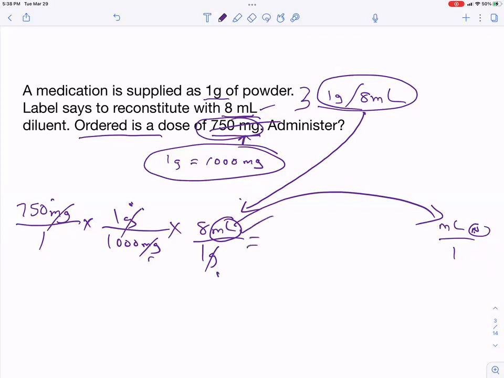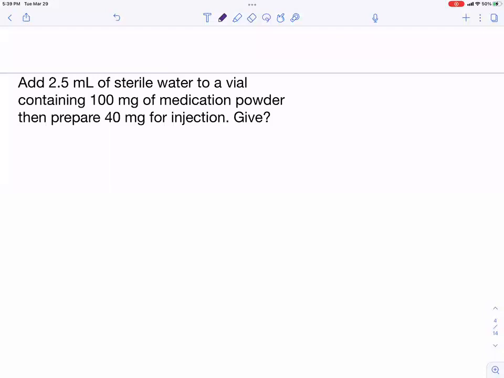So now it's just math. When I multiply 750 times 8, that gives me 6,000, and 1,000 times 1 is 1,000. When I divide 6,000 by 1,000, I am going to administer 6 milliliters, and that is my answer on the answer line. All right, here's another example of a reconstitution question.